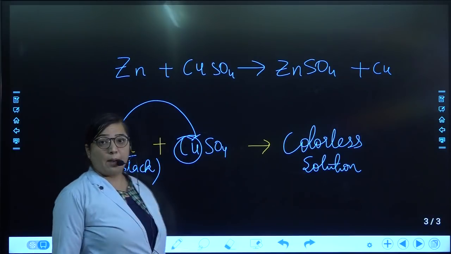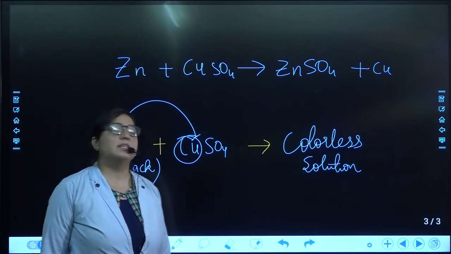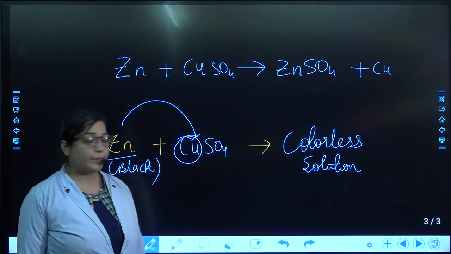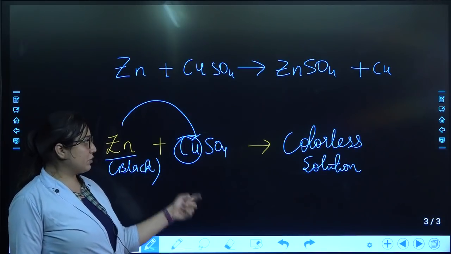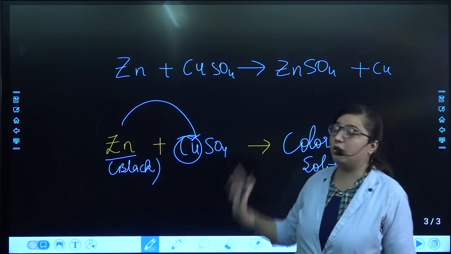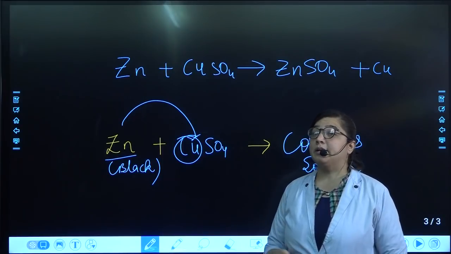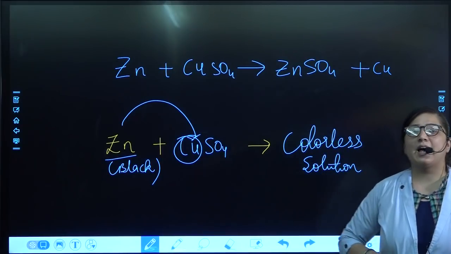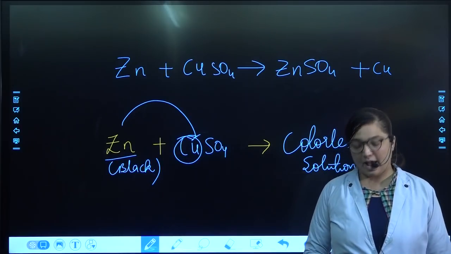So Zn plus CuSO4 will give you what? It will give you ZnSO4 plus Cu. Zinc will displace the less reactive copper from its solution and you will have a colorless solution. This is how the whole of the reaction is carried out. Now you just wait and observe how this is practically happening.